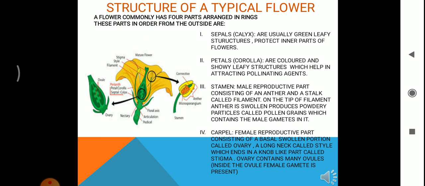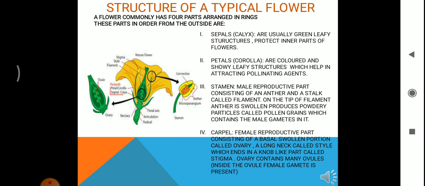Structure of a typical flower. A flower commonly has 4 parts arranged in rings. These parts in order from the outside are: first one, sepals. Sepals are usually green leafy structures which protect inner parts of flowers. The outermost ring of a flower, consisting of sepals, is called calyx. Second, petals. Petals are colored and showy leafy structures which help in attracting pollinating agents. The inner ring of a flower lying inside the sepals is called corolla.